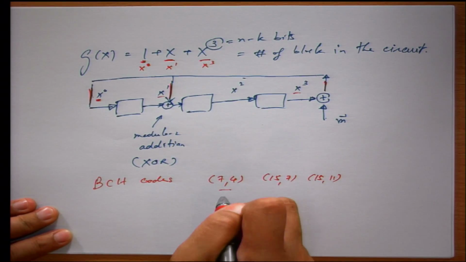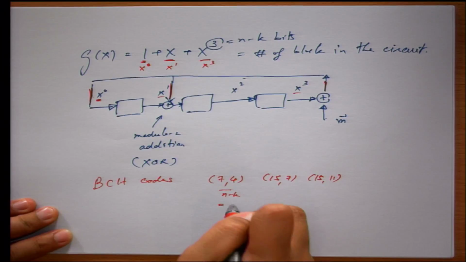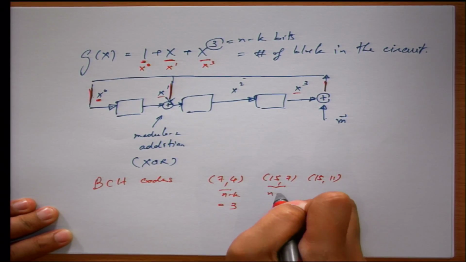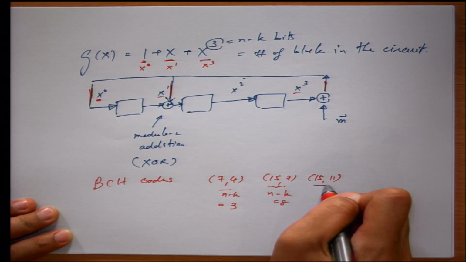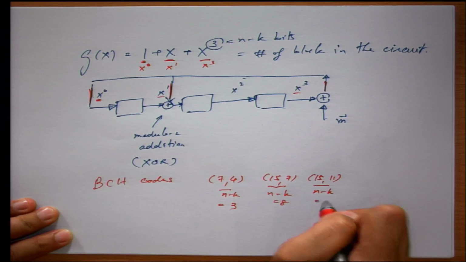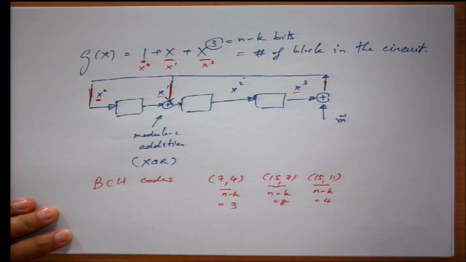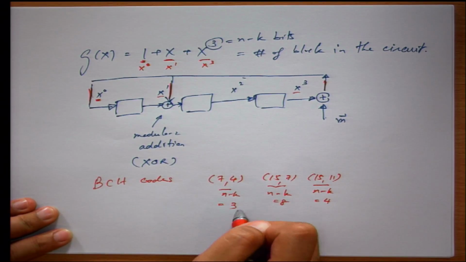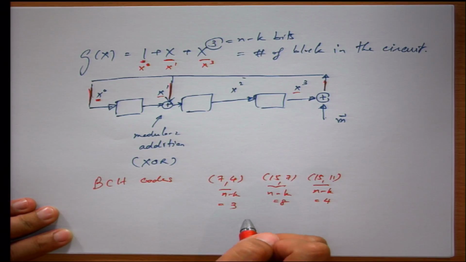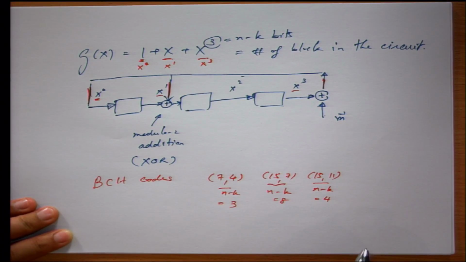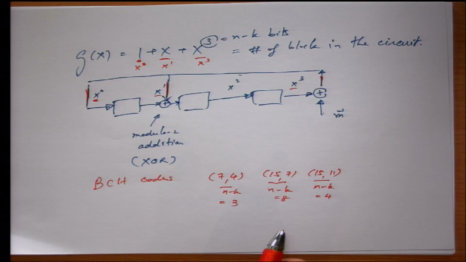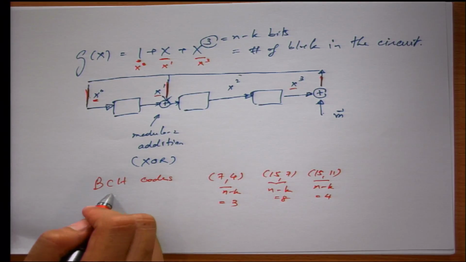So in this case, you have n minus k equal to 3. In this, n minus k equal to 8. In this case, n minus k equal to 4. So this is the degree of g(x) for this code of the BCH. Again, BCH code is a class of cyclic code that is used a lot.